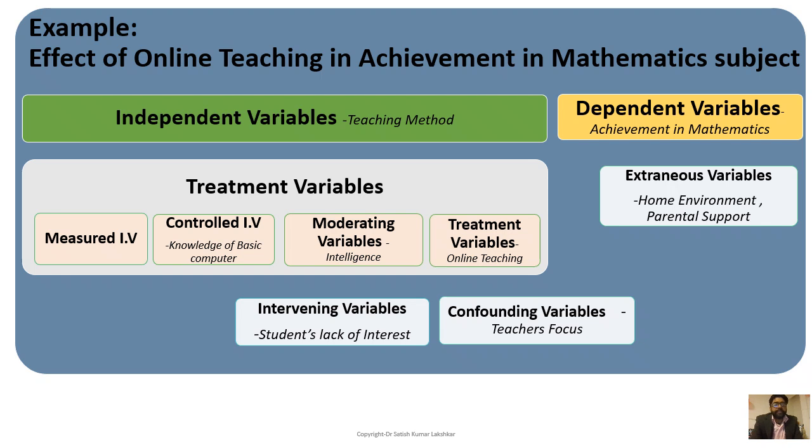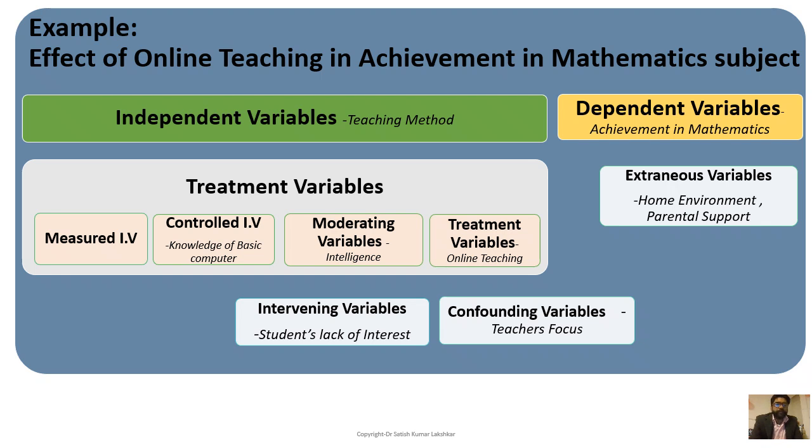So in this case, independent variable is what? The teaching method. Okay, and dependent variable is what? We want to study the achievement in what? Achievement in mathematics. So independent variable is teaching method and dependent is achievement in mathematics. Now what is the role played by different types of variable? There could be different other variables also, but here we are considering an example.